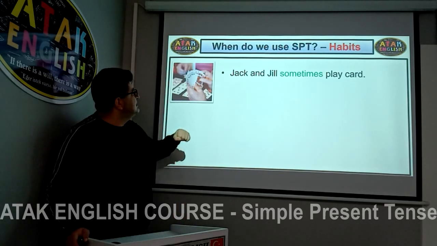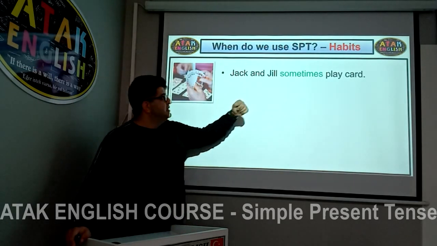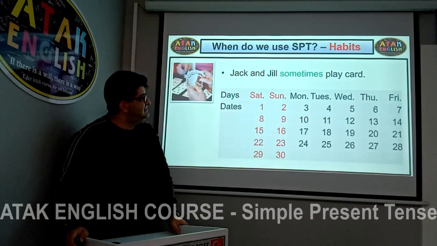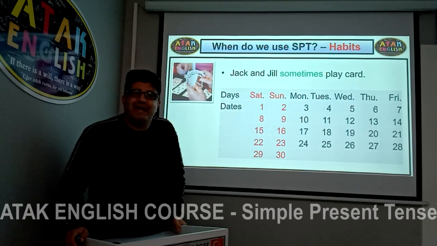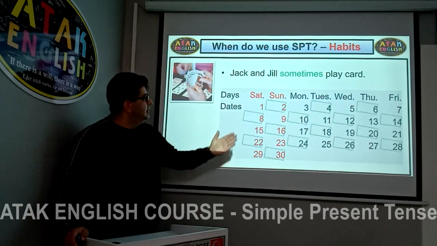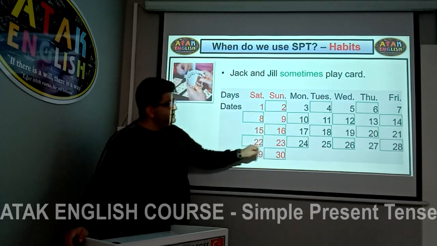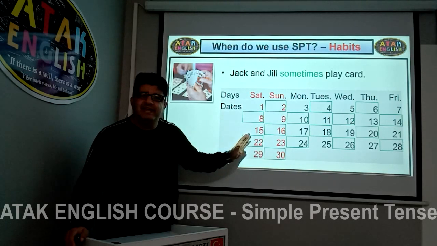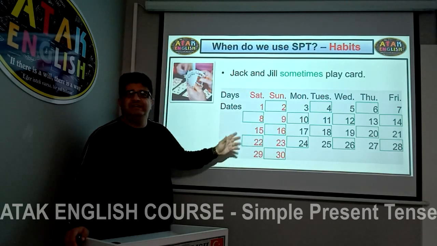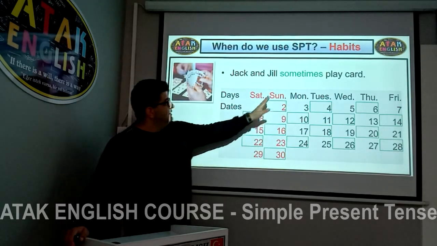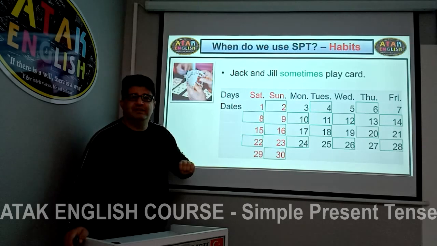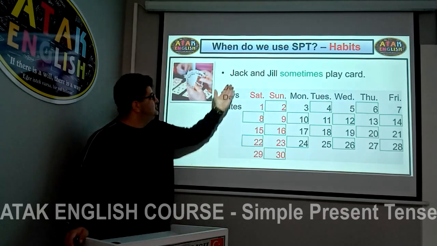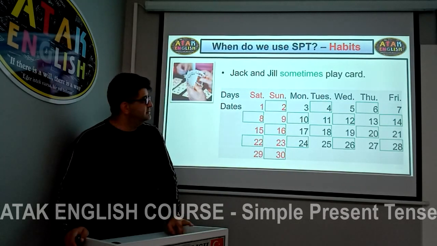Okay, another example. Jack and Jill sometimes play cards. Let's see what does sometimes mean. There you go. In 30 days, in a month, around 50%, let's say 15 days. 50% of the time, sometimes play cards. It means around 50% of the time in a month, Jack and Jill play cards.